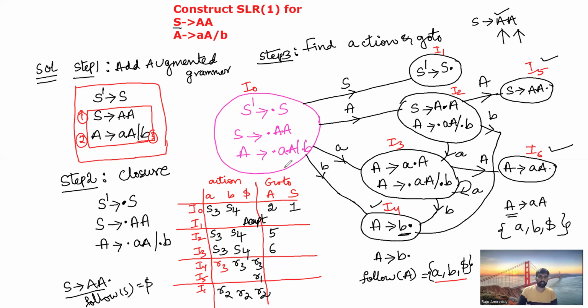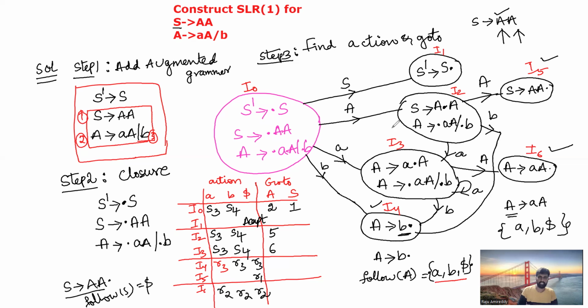First we added the augmented grammar here. Now we find the closure. How to find this closure? S dash tends to dot S. Why? Because the given production is S tends to AA. So this is the closure: S dash tends to dot S. After that we have S, so for this S we can write AA, and for this A we can write aA by b. This is called closure.